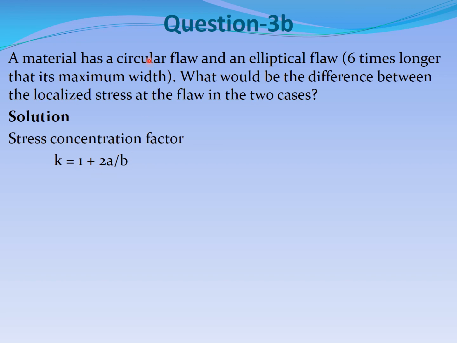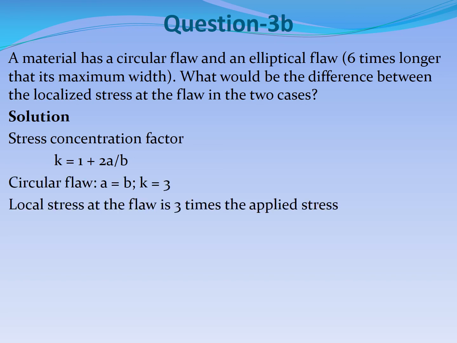For a circle, A is equal to B, isn't it? For a circle, the length and the height are the same. So K is equal to 1 plus 2, which is 3. So the stress concentration factor is 3. And for the ellipse, for which A is 6 times B, A upon B is 6. So 2 into 6 is 12 and 1 plus 12 is 13. So it will be 13 for that case.